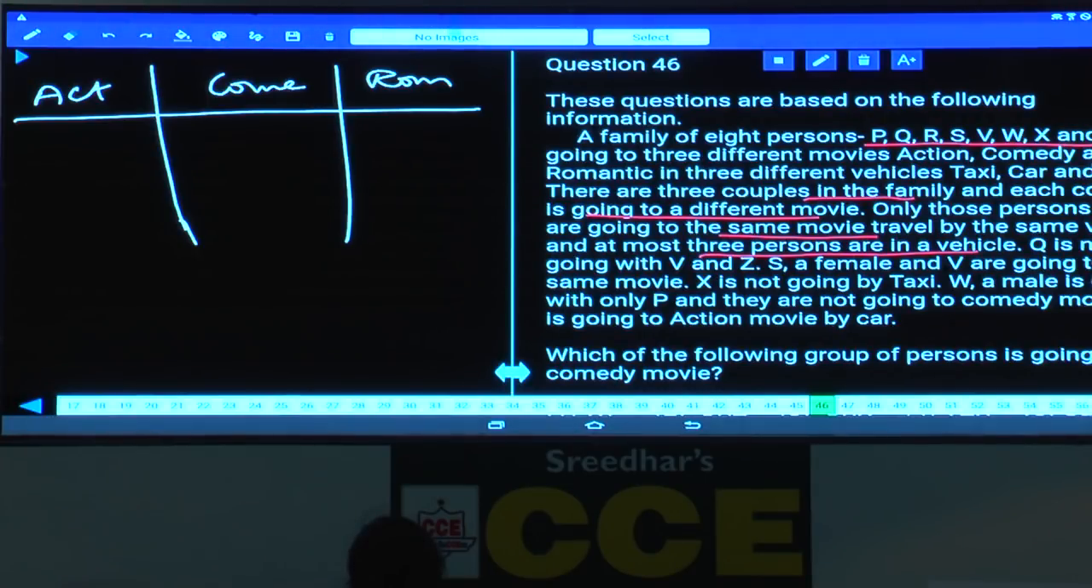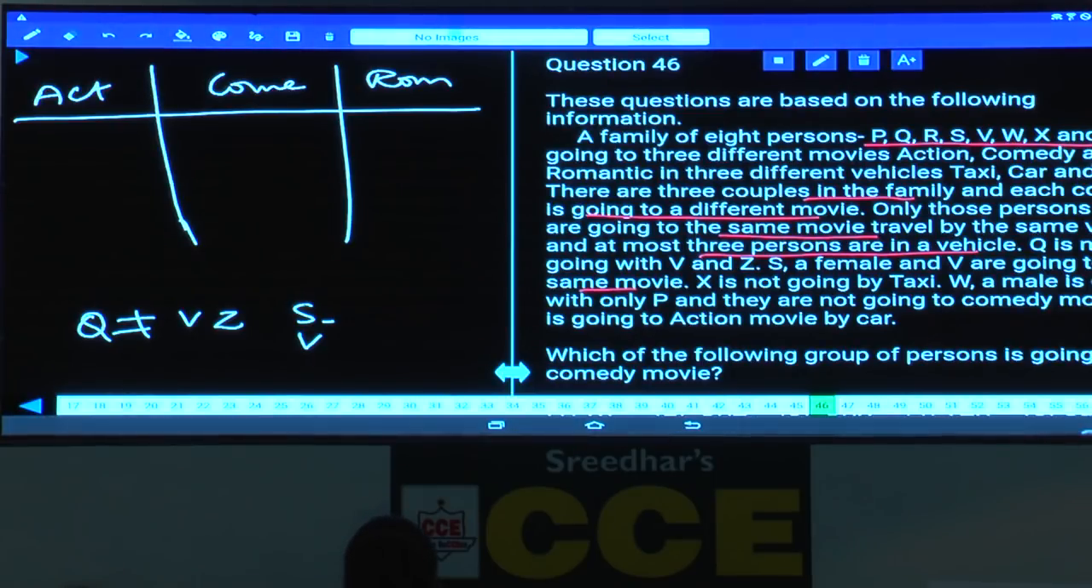And Q is not going with V and Z. Now Q is not going with V and Z, and also it is not clearly known whether V and Z are going together or not. But whereas Q is not going with V and Z. S, a female, and V are going to the same movie. Whether they are the only 2 persons who are going to the same movie or not is not clearly given.